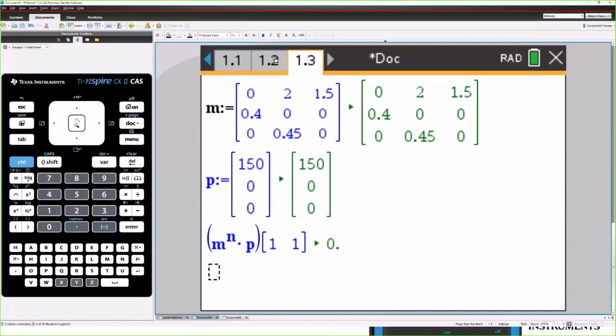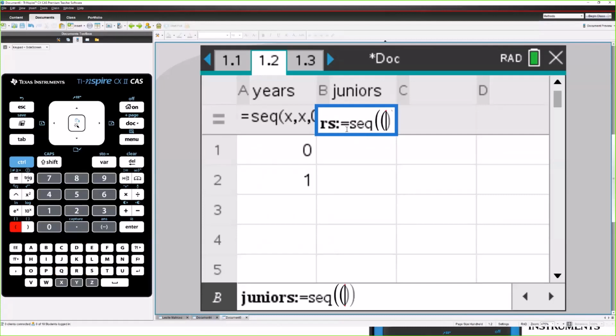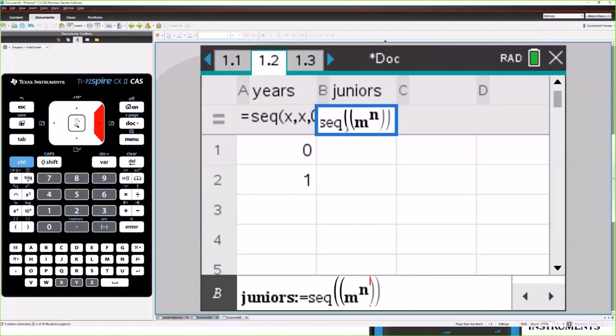Now that n, let's go back in here. I could just use these values here, but I chose to generate a sequence. So I said, let's do a sequence. And I wanted exactly what I had on the previous page, m to the power of n, times p. And then for juniors, I want row 1, column 1. And that's my formula this time. And I think from memory I should probably use an x here. And I want it to go from 0 to n.